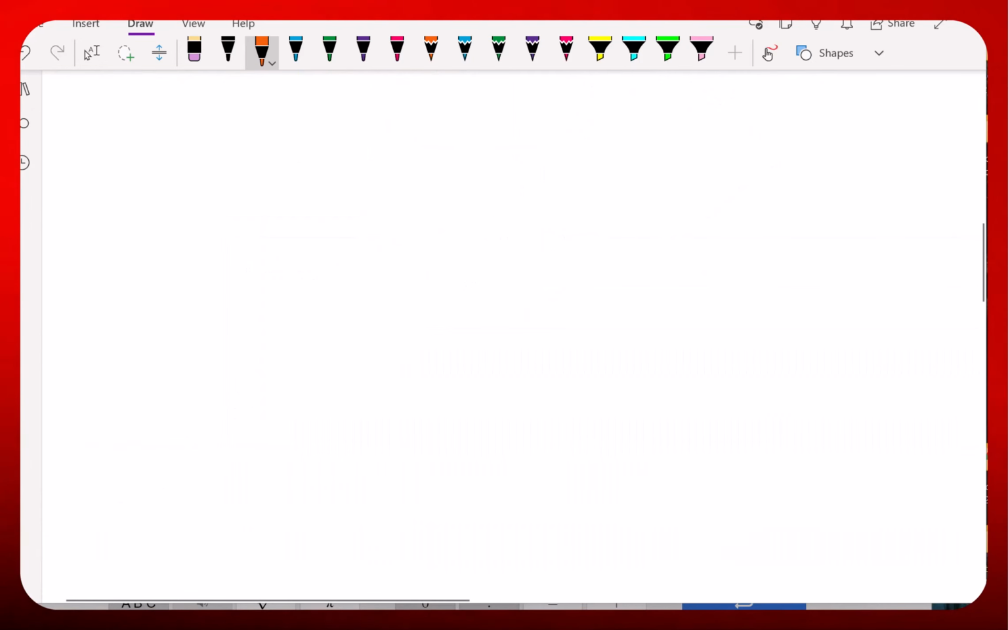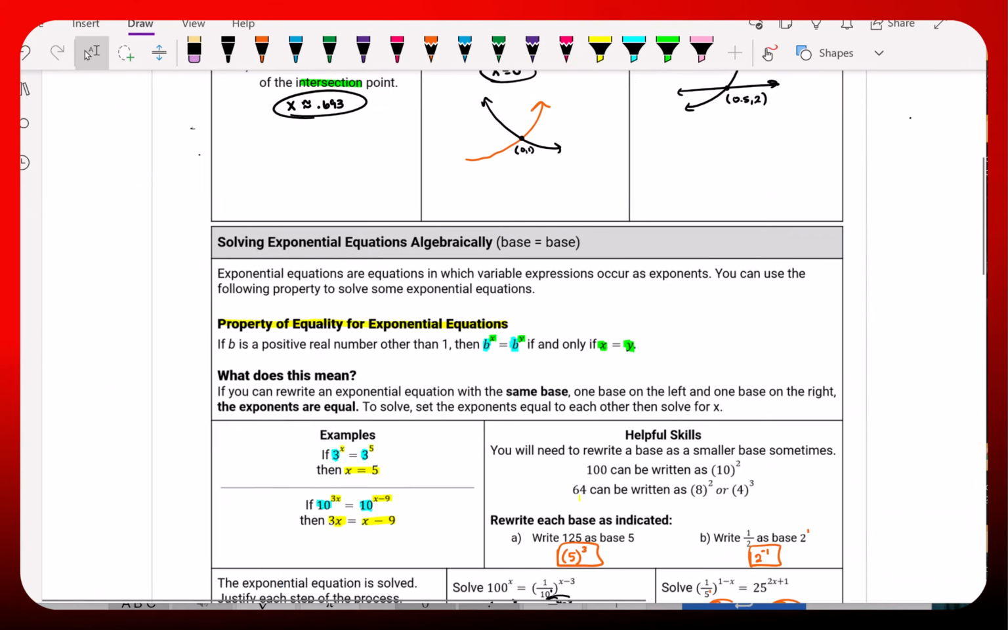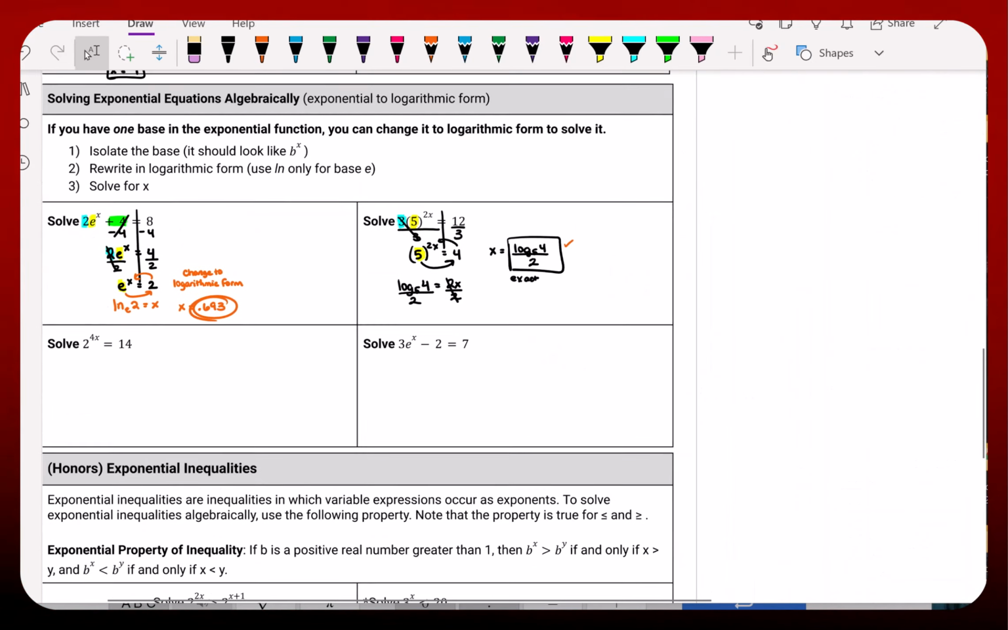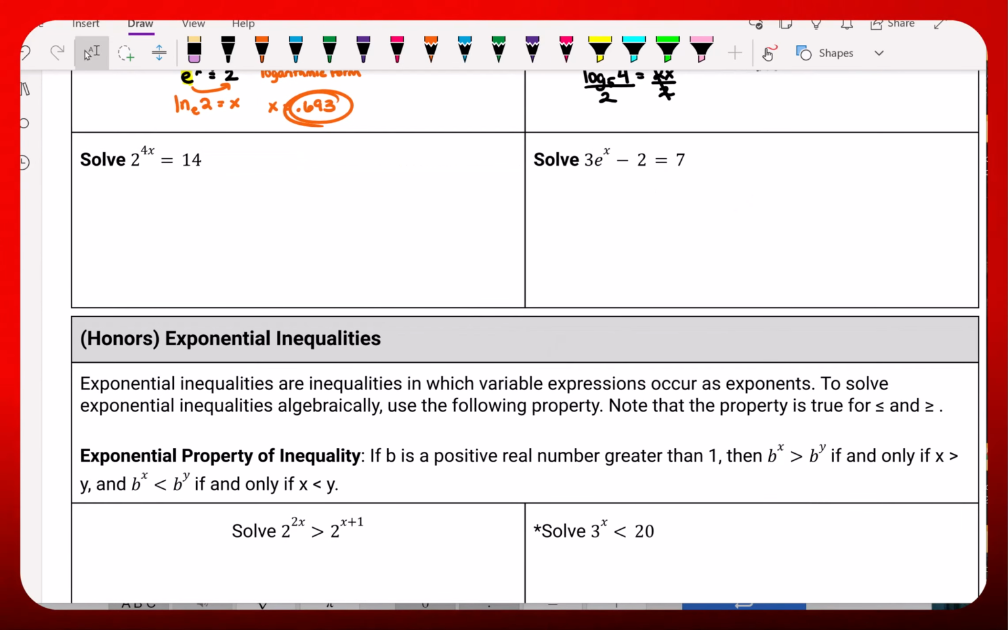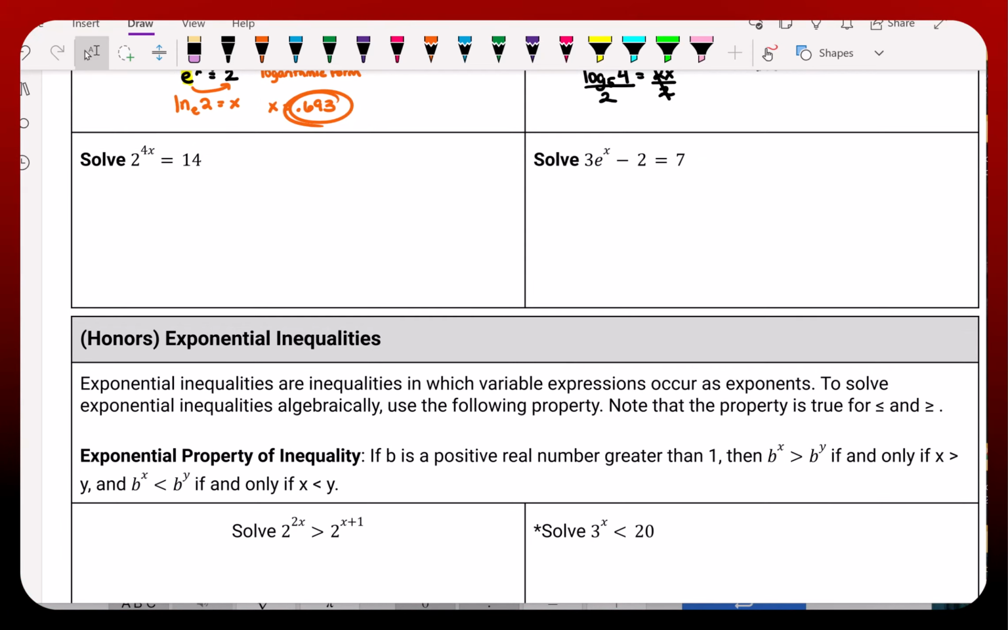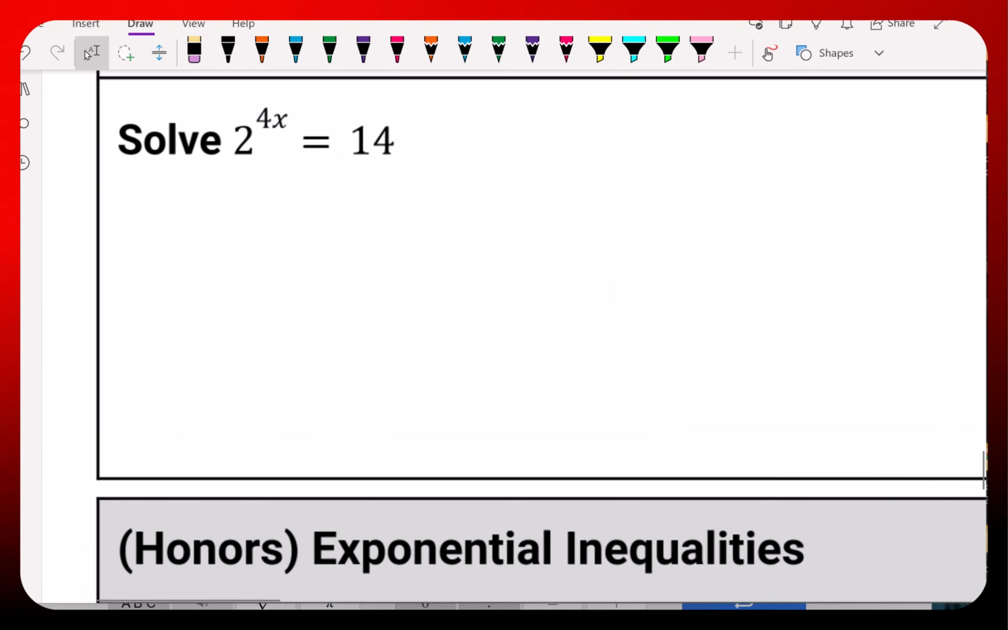All right, so I want you to pause the video and go ahead and work on these next 2 right here and see if you can get the exact answer. Okay, let's see how you did on these.